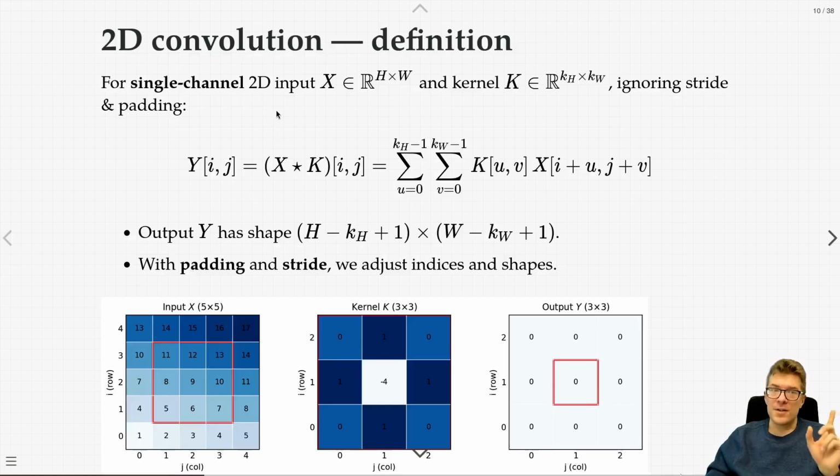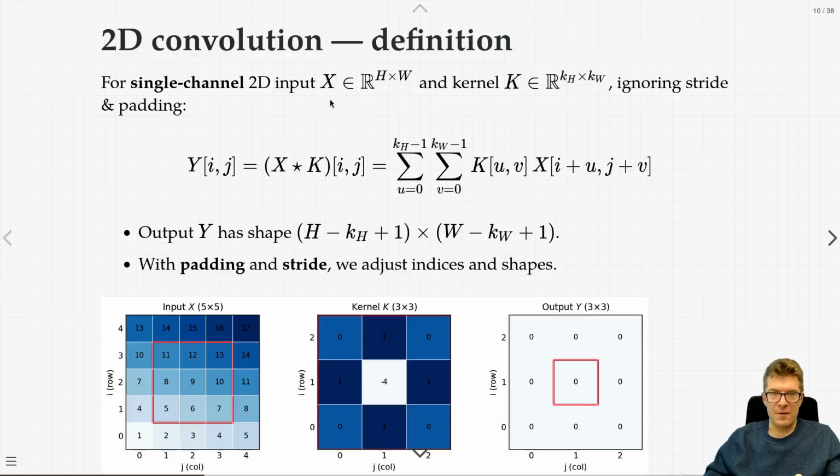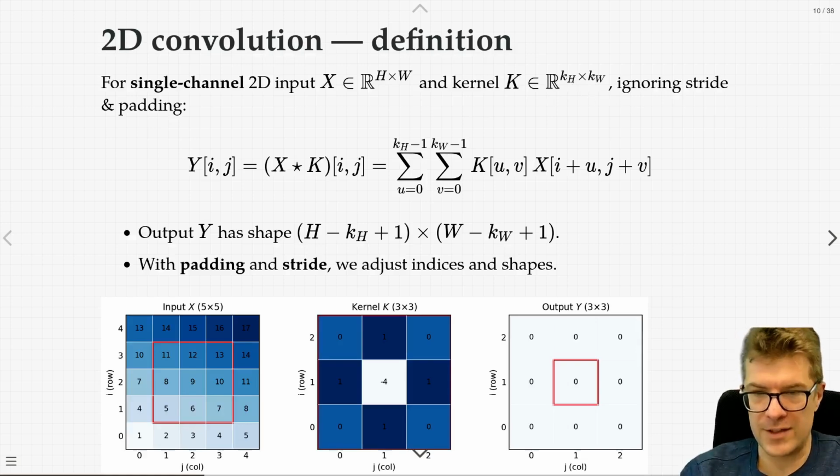So for a single channel, two-dimensional input, like we care about 2 dimensions, we have our image x. This is a real valued grayscale image, say, with height times width, and we'll have a kernel function, which has its own height and width. I'll say the height of the kernel is k sub h, and the width of the kernel is k sub w.